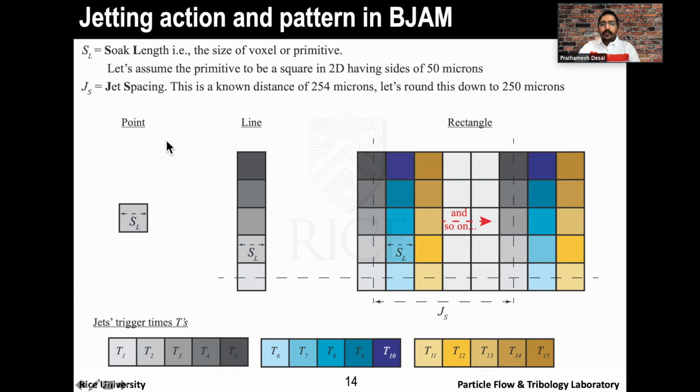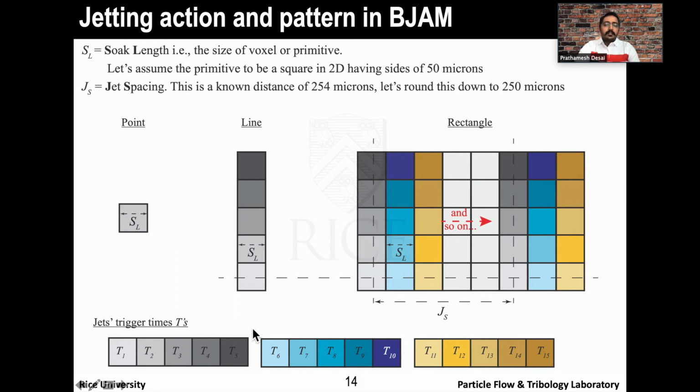Let's say we just want to print a single point. That's one droplet of binder hitting the powder bed, and that results in the formation of a pixel in 2D or a voxel in 3D. That size, I'm calling SL, is the soak length, which is typically around, let's say, 50 microns. Moving further down, if you want to print a line, then you print dots or points over and over again. And a rectangle, or for that matter any 2D shape, is essentially an assembly of these lines, which in itself is an assembly of points.